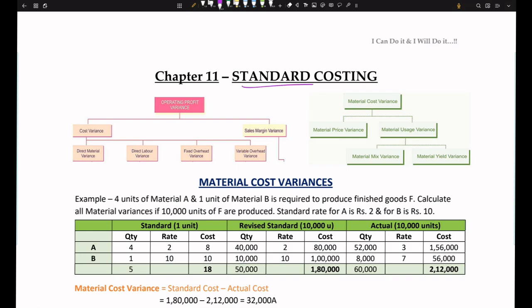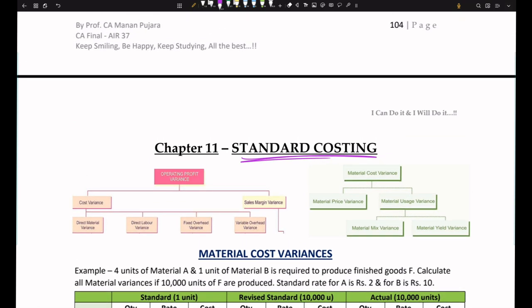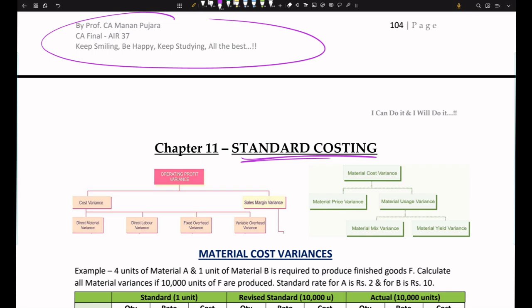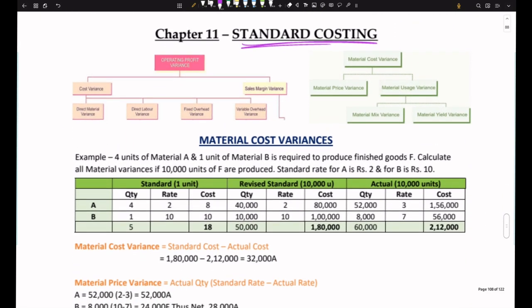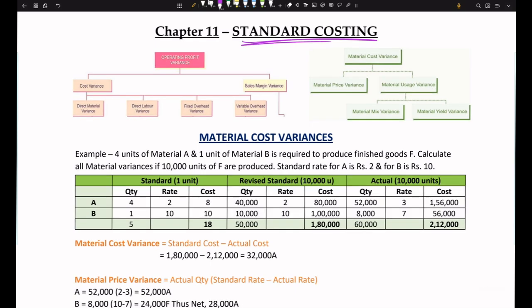So let's start with the standard costing chapter through the notes of CA Manan Pujara sir. They have these summarized, concise notes of around 122 pages covering the whole costing. So let's start.